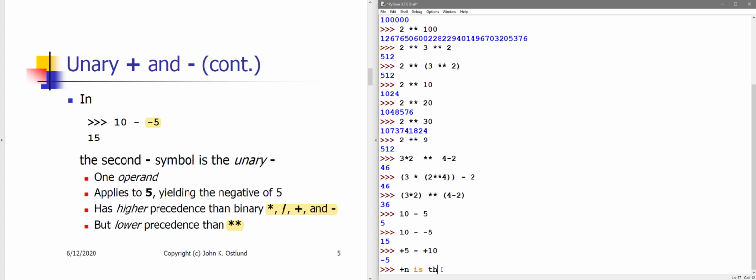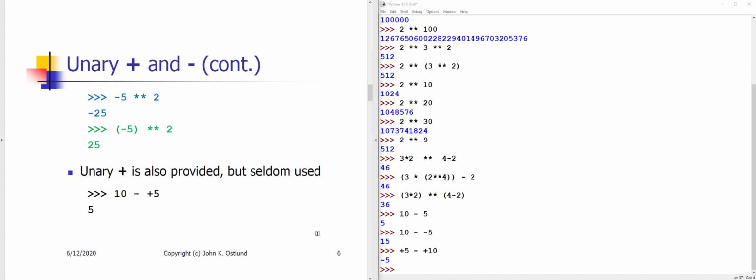Well, I should be writing this as a comment. Let me write it as a comment. Plus n is equal to n. So basically nobody uses the unary plus, and it's kind of in there for symmetry with the unary minus. The unary minus is used quite often.